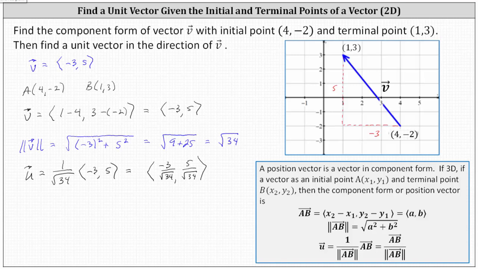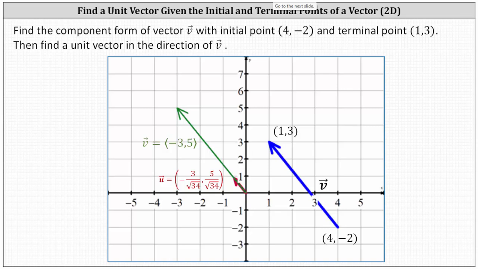So here we have the component form of vector v, which we found two ways, and here we have a unit vector in the direction of vector v, also in component form. Before we go, let's take a look at the results graphically. The given vector v is the blue vector. The equivalent vector in standard position is the green vector, where in component form the x component is -3, the y component is +5, and then in red we have the unit vector in the direction of vector v, which is a vector with a magnitude of 1 in the same direction as vector v.